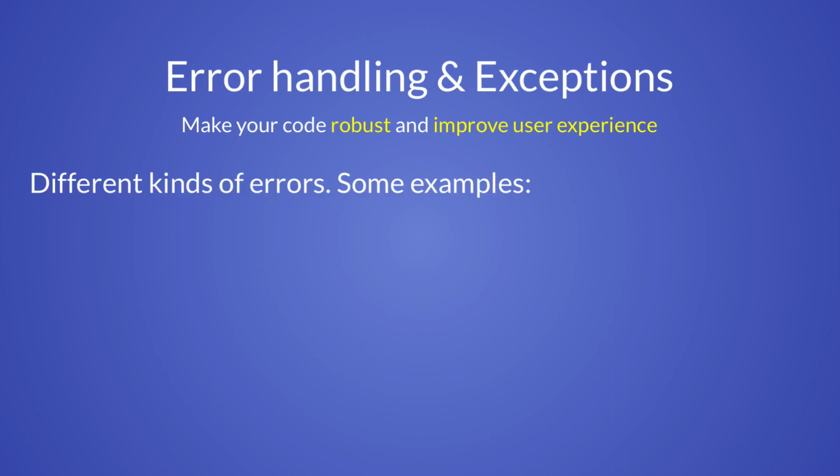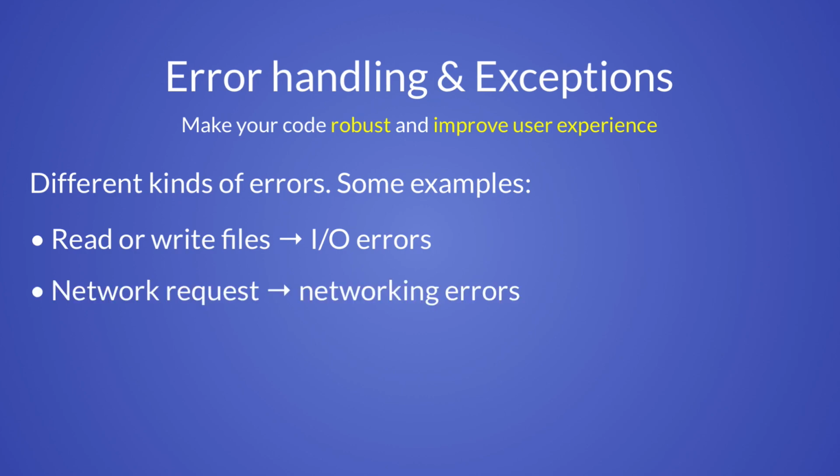In this section, we are going to talk about error handling and exceptions. Whether you're building a mobile app, a website, or a command line application, it's important that your code is robust so that it can deal with any error conditions that may arise. And depending on what your programs or apps do, there are many different kinds of errors that may occur. For example, if you read or write data to files in your local file system, then you need to handle I/O errors. Or if you're making a network request and it can't be fulfilled, then you should handle networking errors.